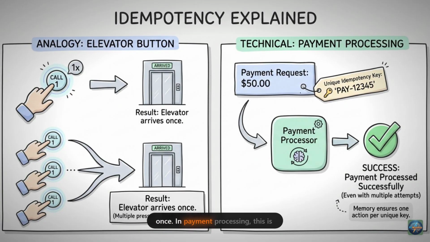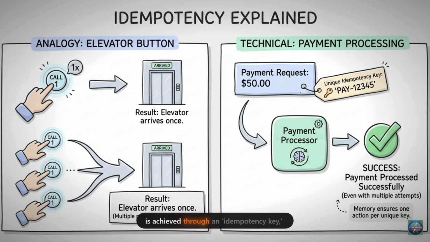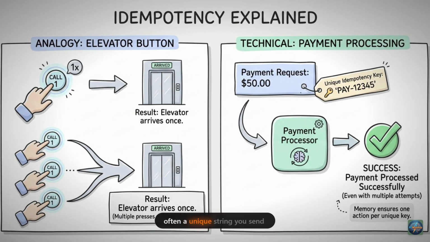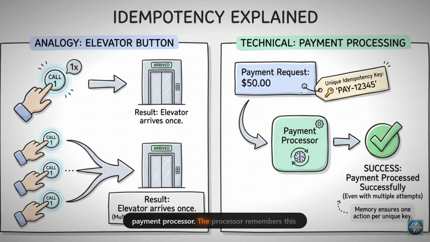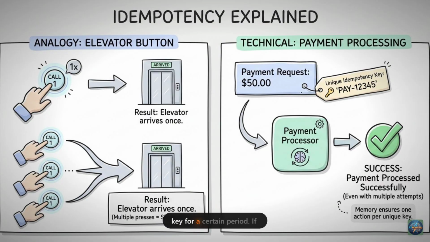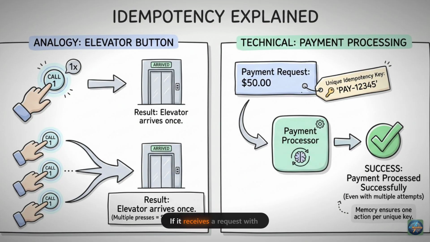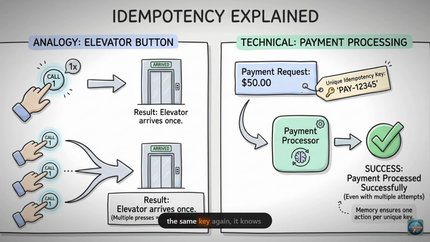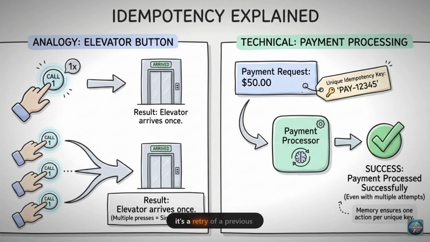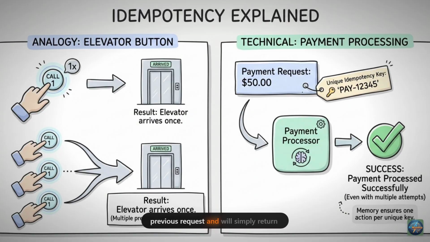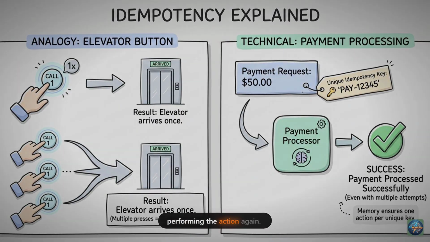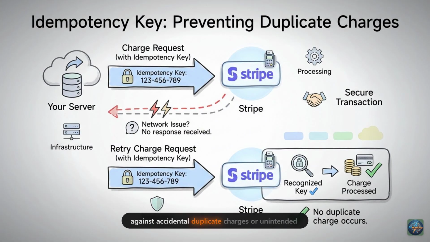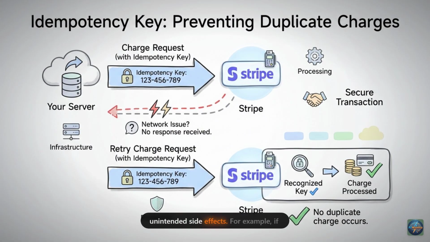In payment processing, this is achieved through an idempotency key, often a unique string you send with each request to the payment processor. The processor remembers this key for a certain period. If it receives a request with the same key again, it knows it's a retry of a previous request and will simply return the original result instead of performing the action again. This protects against accidental duplicate charges or unintended side effects.